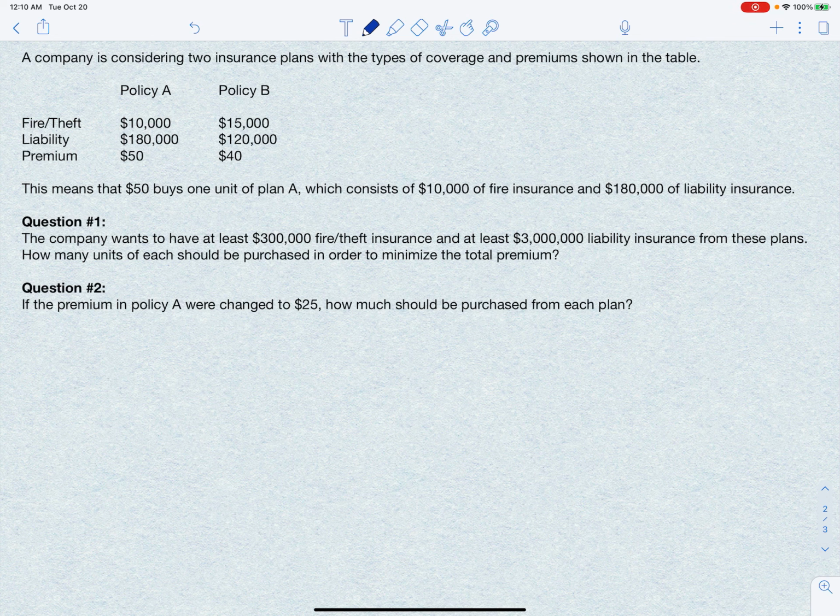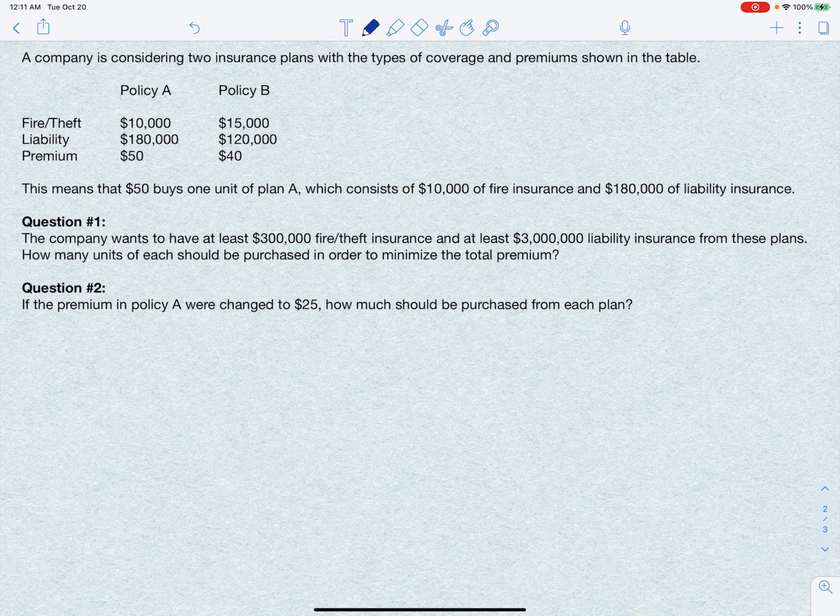All right, so what we're looking at here is a company who's looking to purchase two insurance plans with two different types of coverage each. So I'd like you to take a moment, pause the video just so you can take a read at the problem. All right, so hopefully by now we have a good sense of what's happening here.